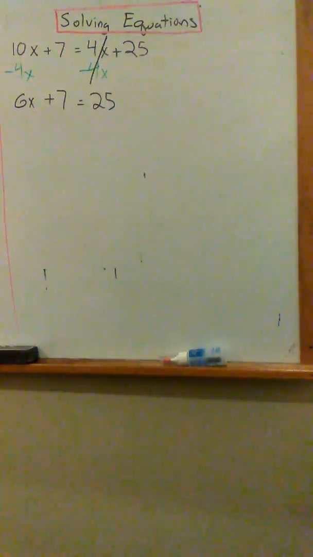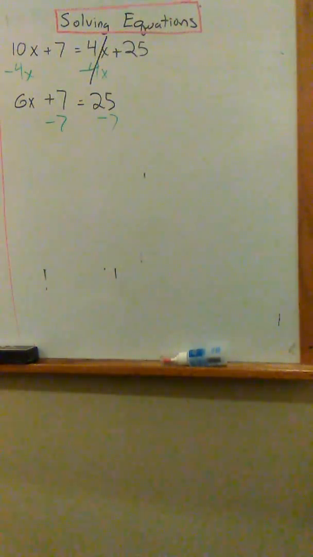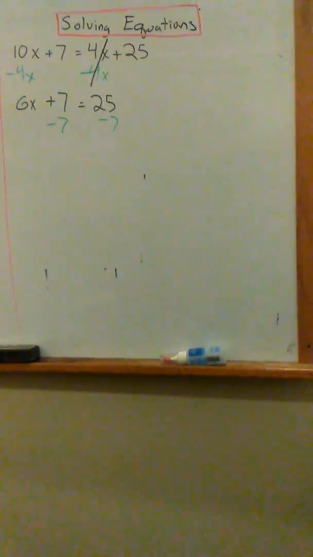So how do you bring over that 7? What operation? Add, subtract, multiply, or divide. There's your hint. Yes, in this case, too, we're going to subtract. What number are we going to subtract? 7. So 7 minus 7 goes away, and then what's 25 minus 7? 18, yes. So 25 minus 7 is 18.